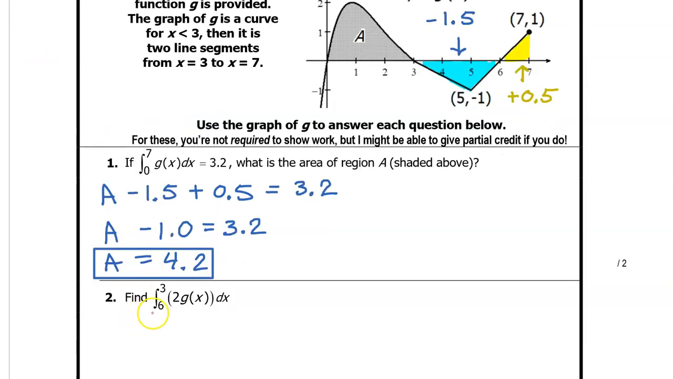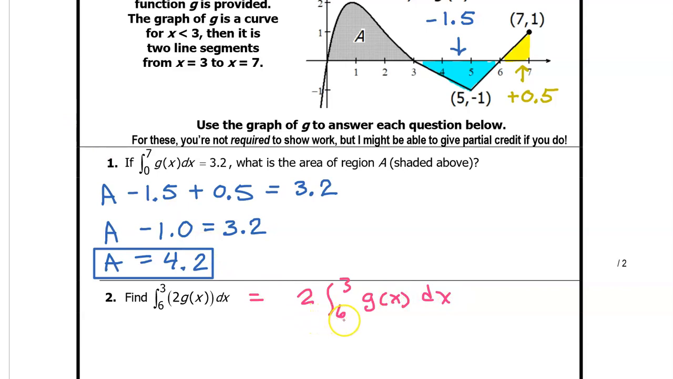Number 2, what is the integral from 6 to 3 of 2 times g of x dx? First of all, when you have a constant in the front like this, you can take that constant and bring it outside the integral. So this should equal 2 times the integral from 6 to 3 of g of x dx.